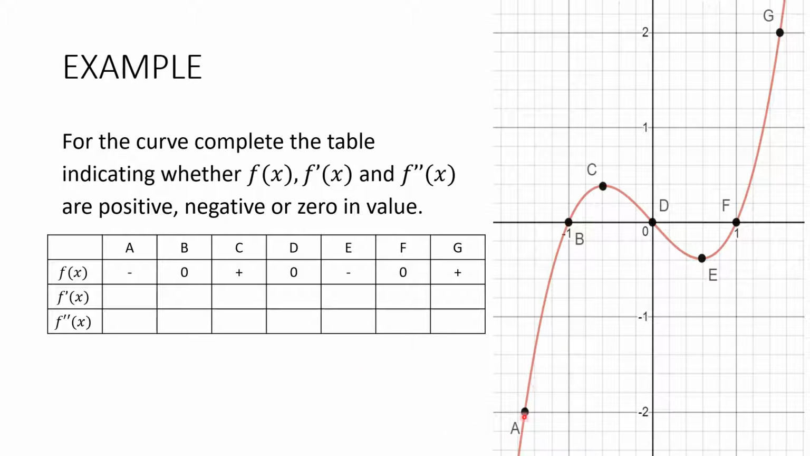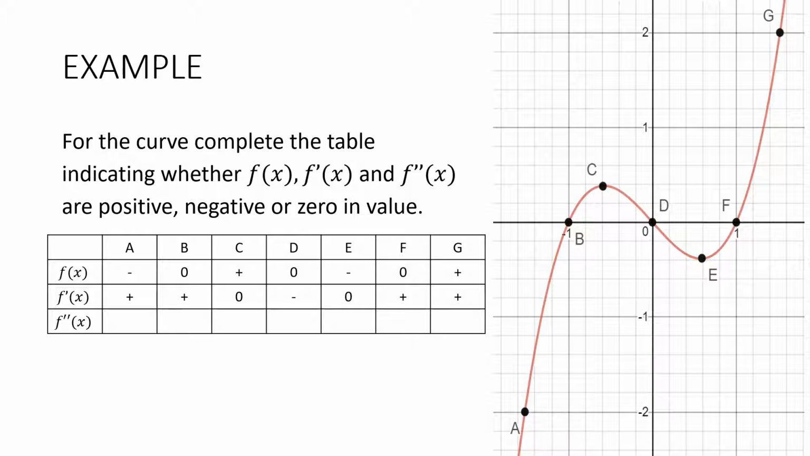So here it's going up, isn't it? It's increasing. Here, still increasing. See, going up. Here, stationary. Here, now, it's coming down, so it's negative. Stationary. Here, it's positive because it's heading upwards, it's increasing. And G, it's also increasing.